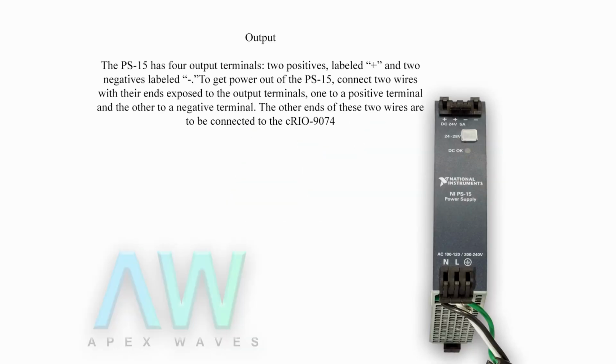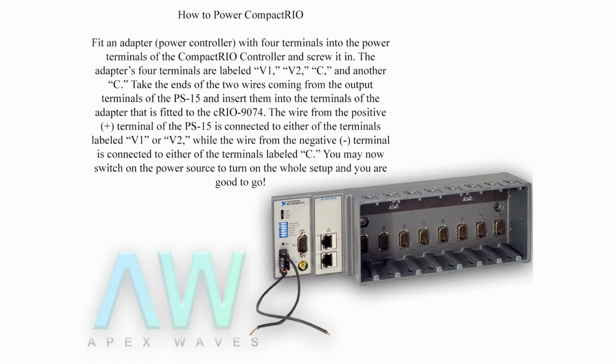The PS-15 has four output terminals. Two positives, labeled plus, and two negatives, labeled minus. To get power out of the PS-15, connect two wires with their ends exposed to the output terminals, one to a positive terminal and the other to a negative terminal. The other ends of these two wires are to be connected to the CRIO-9074.